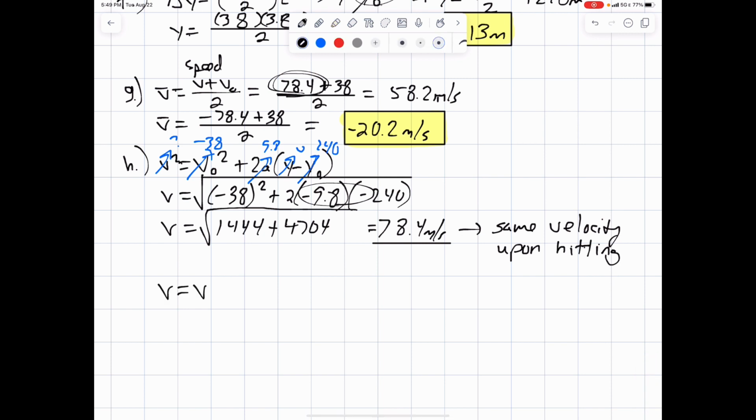v equals v naught plus a times t, and this time, v naught is going to be negative 38. I'm going to solve for time. Actually, I shouldn't be plugging in numbers just yet. Let me solve it for time first. So v equals v naught plus a times t. We're going to subtract v naught from both sides. v minus v naught equals a t, divide by a.